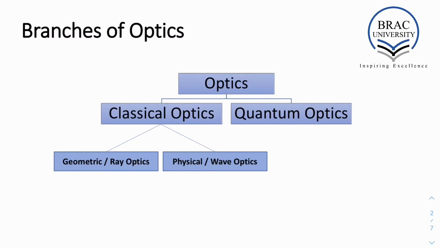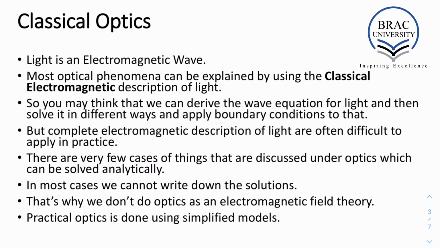Now, have you wondered why there are two ways of doing classical optics? Why not just use a single way? Why not just treat light as electromagnetic fields? Well, let's find out why. It's true that in classical optics, we consider light to be an electromagnetic wave, and most of the optical phenomena that are relevant to the study of optics can actually be explained by using the classical electromagnetic description of light.